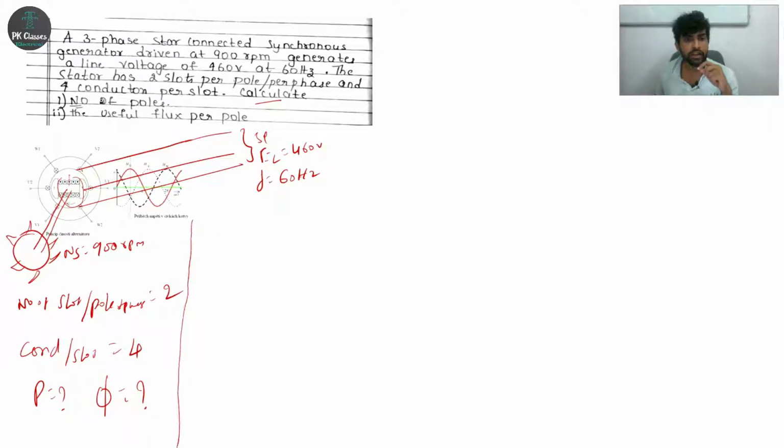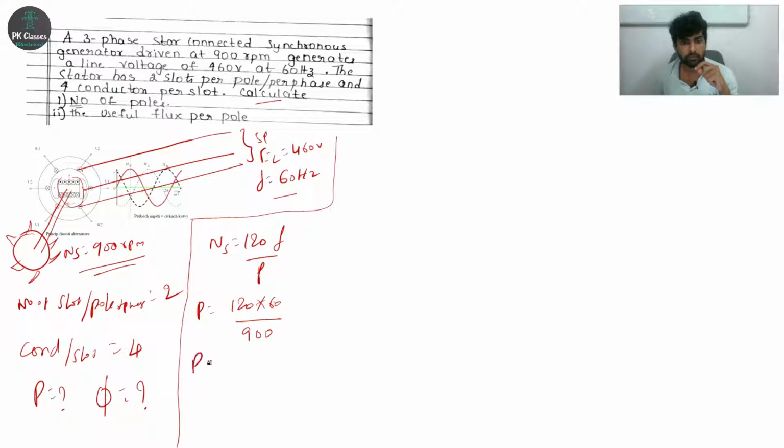How to calculate number of poles? By using NS is equal to 120 F by P, right? So P is equal to 120. What about F? Frequency 60 hertz. 60 divided by, what about NS? NS is given 900, right? 900 rpm. Number of poles we got 8, right? So next we need to calculate flux. So how to calculate flux?